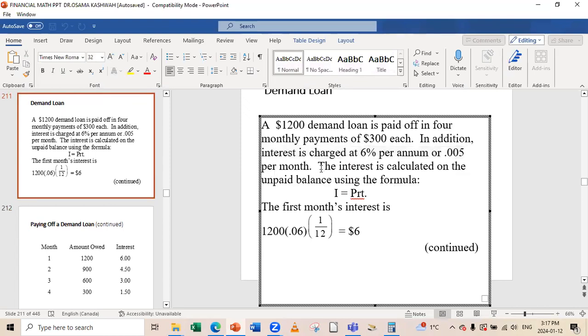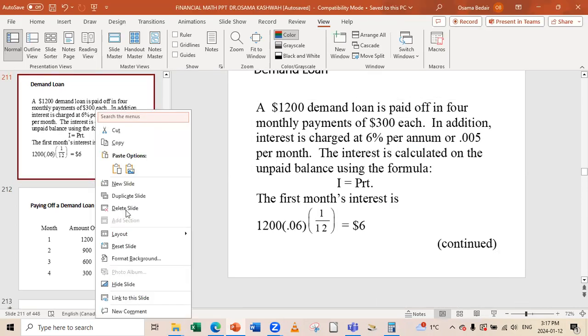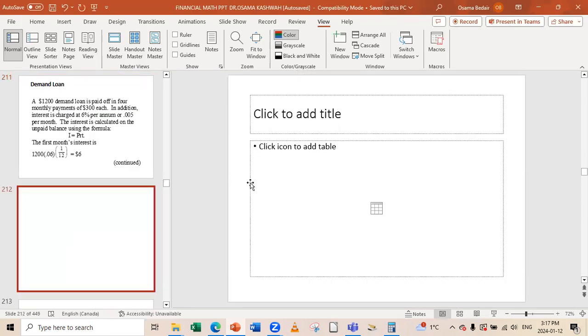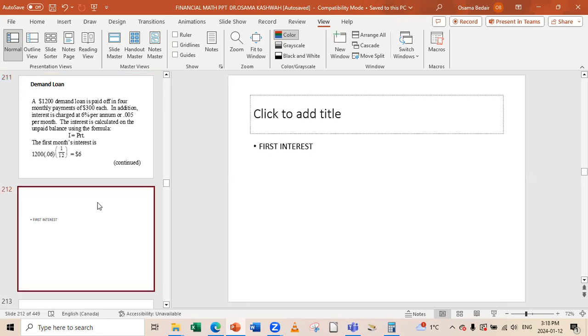And also, the interest is calculated. So we have to calculate the interest for the first month, and the second month, and the third month, and the fourth month. And I will show you now how we calculate the interest. I will just put another slide so that it will be clear for you what we did in this example. So here, the first interest. We pay the 1,200 in 4 monthly payments. Each one is 300.